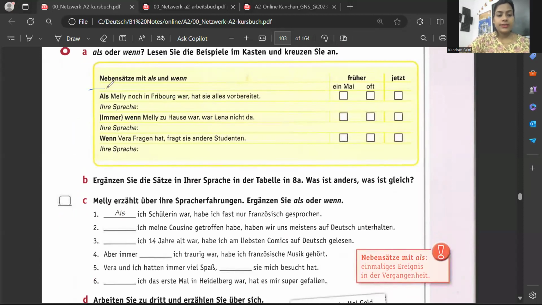You need to read the given sentences with als und wenn. You have to decide if the sentence is related to an event that happened in the früher past, or if it's going on currently, related to the present. Then, if it is related to the past, was it only one time or multiple times? So mark one time or often. Then do the C exercise where you need to decide als oder wenn, and also be ready with the meaning. Then we'll discuss. Take your time.